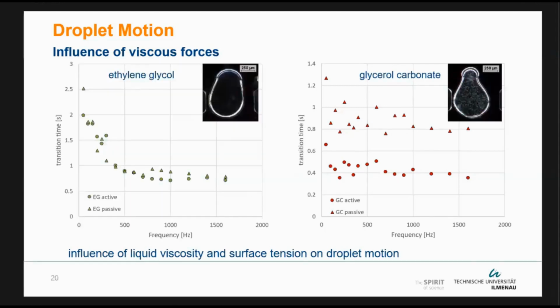In contrast, if we have a look at a liquid with a way lower viscosity, here about 10 centipoise, we can see active and passive edge move at almost the same velocity, at the same speed. We do not have such a delay as we can see from the higher viscous fluid. And also we don't see such a large change in the droplet shape.